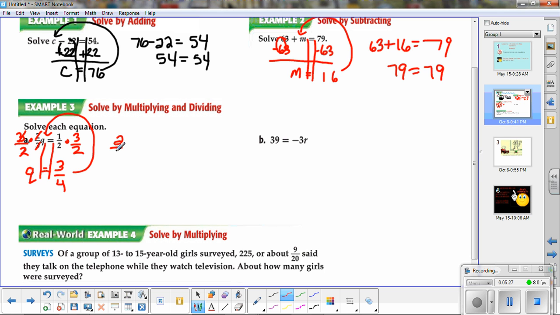2/3 times q, which is 3/4, should equal 1/2. Well, 2/3 times 3/4 is 6/12, and 6/12 is 1/2, so we know we have the correct answer.